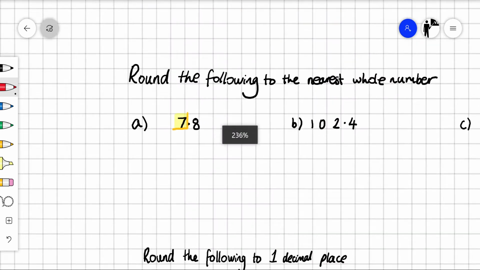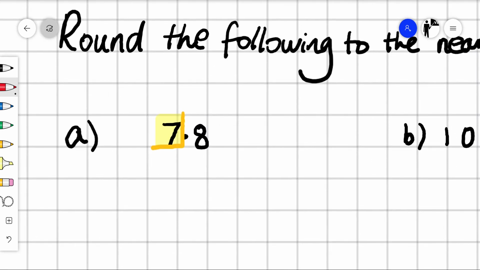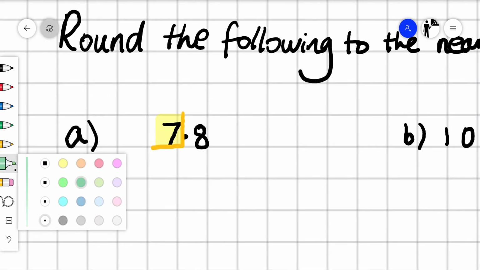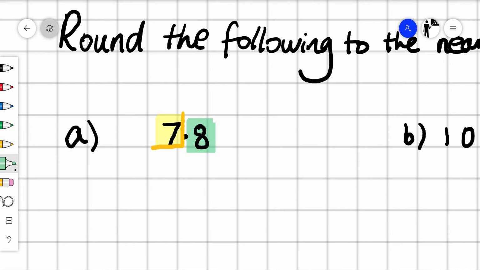Okay, so the 7 will stay a 7 or go up by 1 depending on this number here. Because that number is 5 or more, the 7 gets rounded up by 1, because 7.8 is closer to 8 than it is to 7.